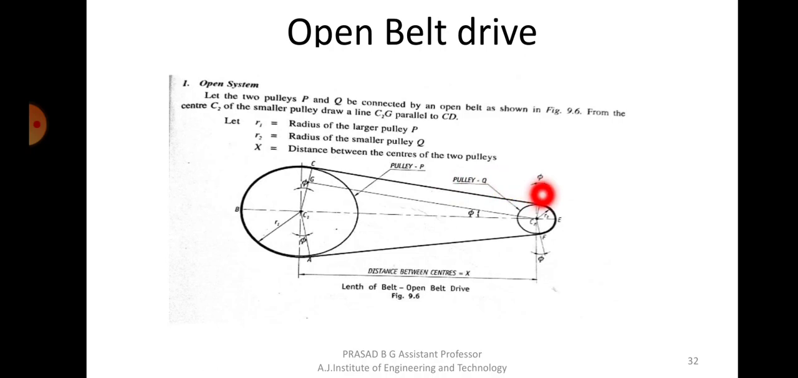Instead, if I make it a little loose, what will happen? If I make the length a little more, loose, the arc of contact will be more here, isn't it? That's why it's called the slack side. Got it? So that more arc of contact will be there.